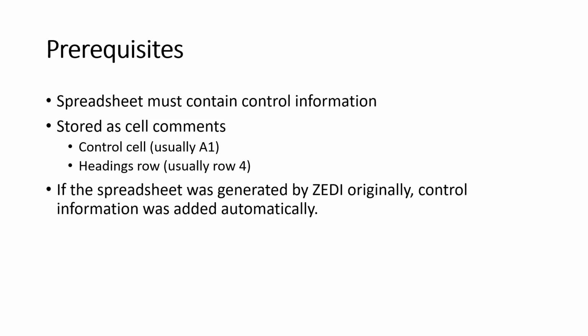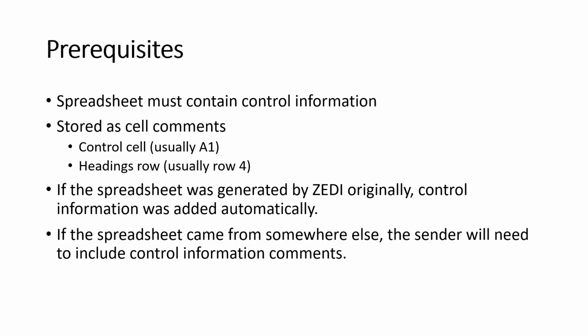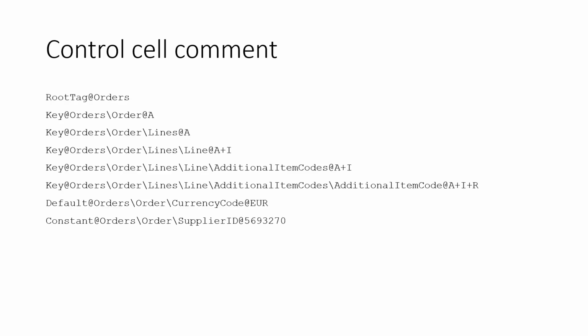If the spreadsheet was generated by Zeddy using the approach described in the previous tutorial, the control cell and column heading comments will have been created automatically. If the spreadsheet came from a different source, the creator of the file will need to include appropriate comments in these cells, and will probably look to you for guidance on how to create them. The comment in the control cell contains a number of records that describe the XML structure and the keys used to generate it. An example is this.